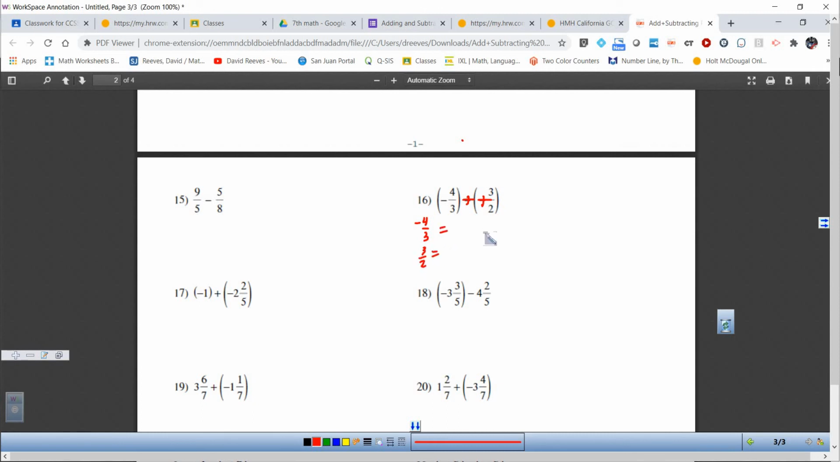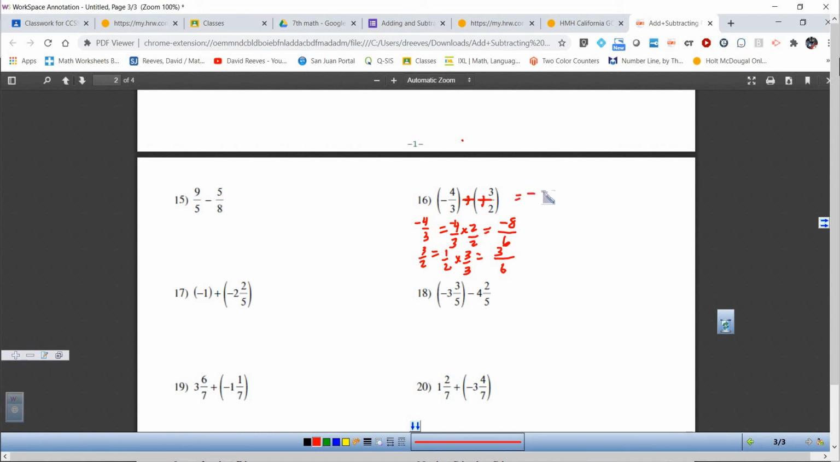But once again, we need a common denominator. Well, what do 3 and 2 both go into? They both go into 6. 6 is a multiple of 3 and 2. All right. So what do I have to multiply that 3 by? I have to multiply it by 2. And what do I have to multiply that 2 by? I have to multiply it by 3.